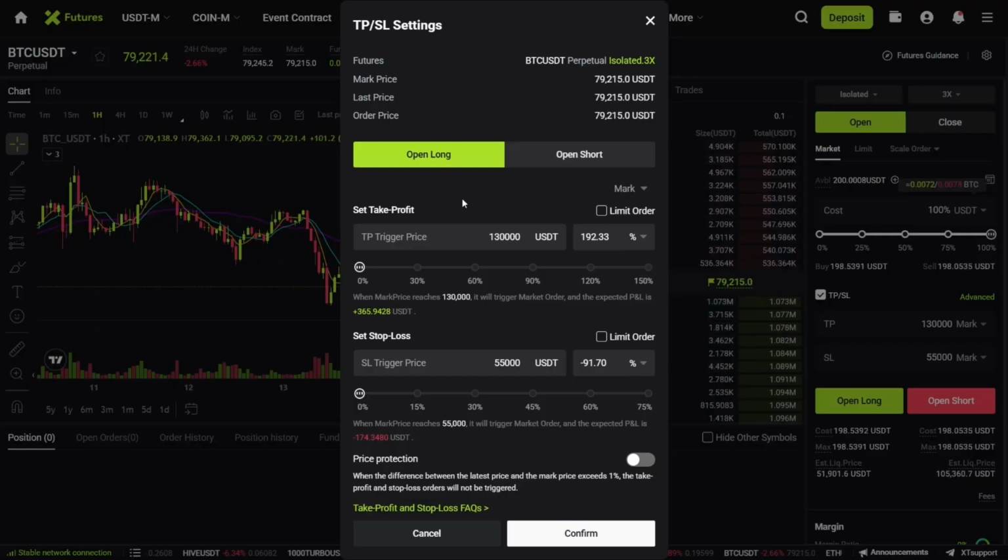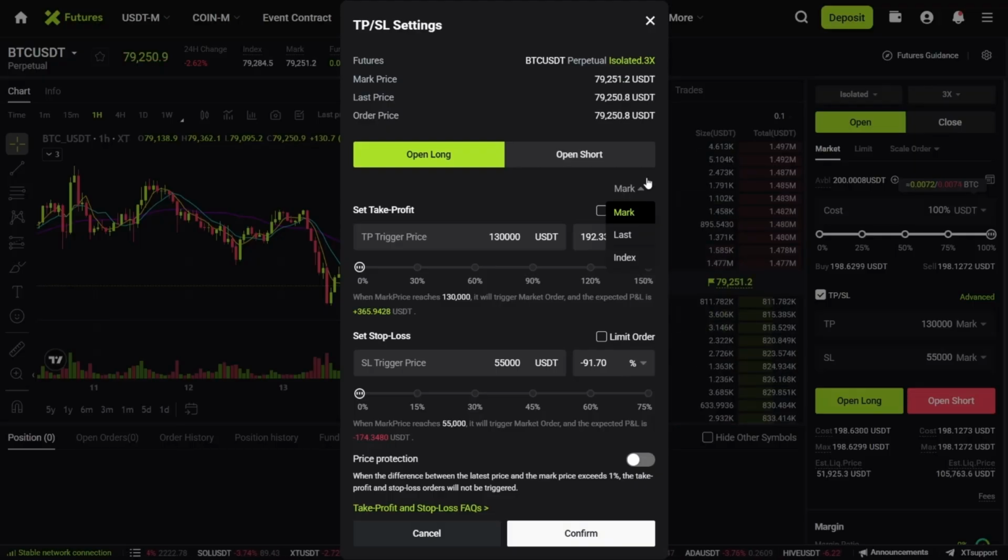Next, we're able to choose what price type triggers the order. We have last price, mark price, and index price. Last price is the most recent traded price on XT. It moves quickly and shows what the market is trading at right now. And then as we previously stated earlier in the video, mark price is a more stable calculated price that exchanges use to help prevent unfair liquidations from quick wicks or sudden spikes, while index price is based on the average price of the asset across multiple major exchanges, so it represents the broader market price.